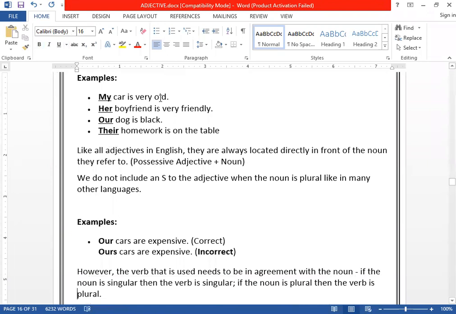Now look here. My car is very old. Car is a noun. My is what in this case? It's a possessive adjective. For example, her boyfriend is very friendly. Our dog is black. Their homework is on the table. So they are nouns, clear? To one side, we have got nouns, and to the other side, all of them are called possessive adjectives. Their homework, clear? It modifies car over here. So let's take more examples.